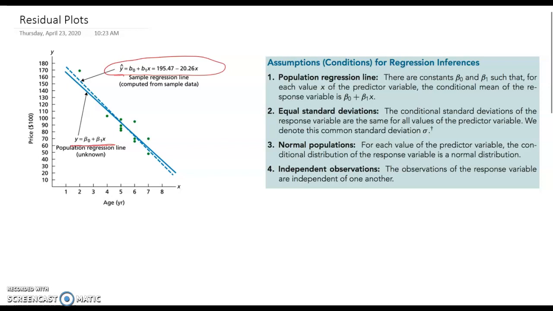So for the population regression line, there are constants, capital B sub 0 and B sub 1, such that for each value x of the predictor variable, in this case age, the conditional mean of the response variable is B sub 0 plus B sub 1 x. So that means if we took the responses for year 1 or responses for year 2, and we took the mean of those responses, we would get this particular regression line.